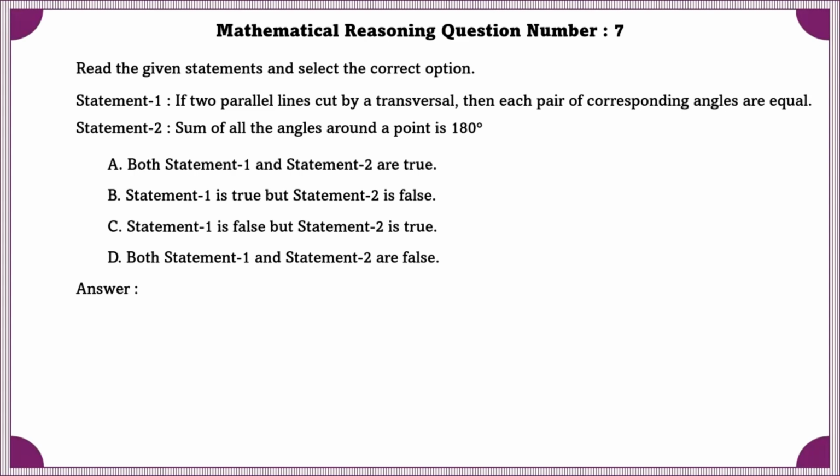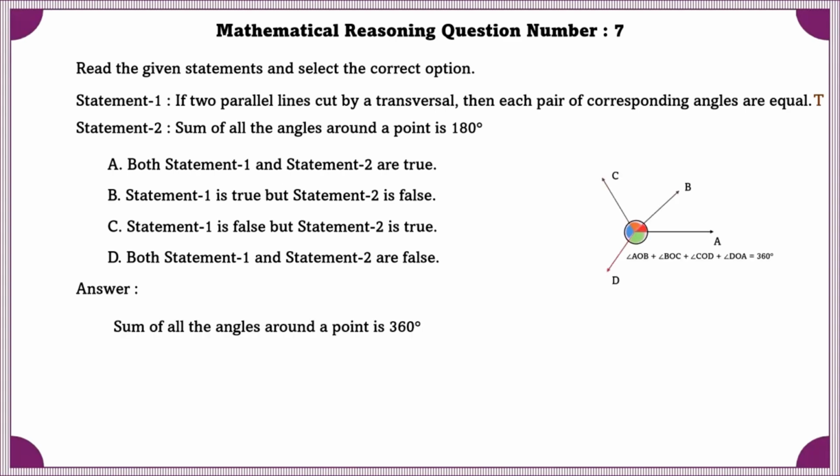Mathematical reasoning question number 7. Read the given statements and select the correct option. Statement 1. If two parallel lines are cut by a transversal, then each pair of corresponding angles are equal. Yes, this is true. Statement 2. Sum of all the angles around a point is 180 degrees. False. Sum of all the angles around a point is 360 degrees and not 180 degrees.